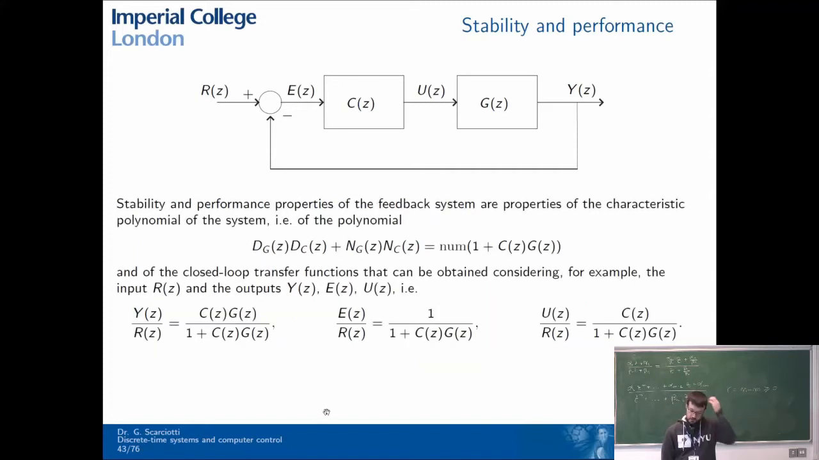So if we go on, we say that the stability and performance of feedback systems, of discrete time feedback systems, can actually be assessed by looking at the polynomial given here.